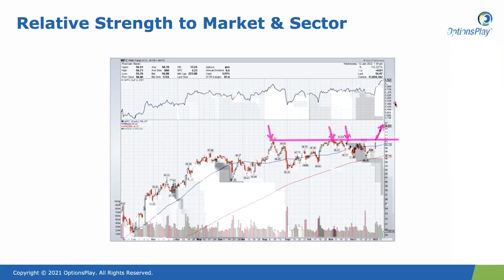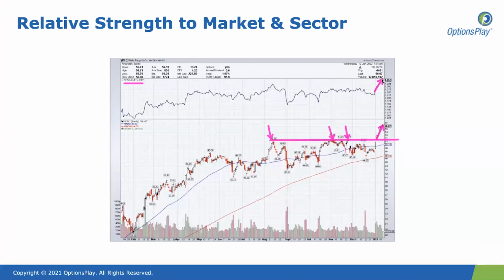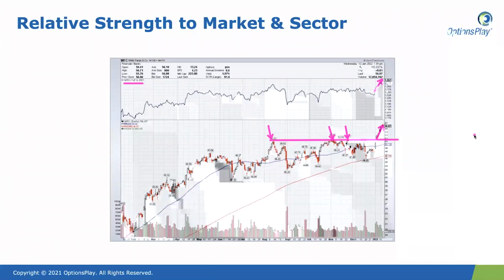But not only has it broken out, it also is starting to outperform its sector. That's what this chart up on top is. This is Wells Fargo relative to XLF, the sector that Wells Fargo is a part of. And what you're seeing here is that not only is Wells Fargo breaking out to new all-time highs, it's also breaking out to new all-time highs relative to the sector. So this tells me that it's not just performing well on its own, it's performing well relative to the other banks, the other major banks in XLF.